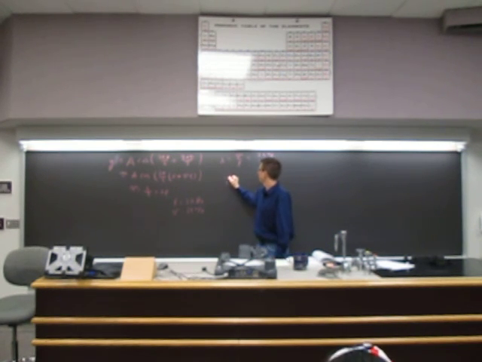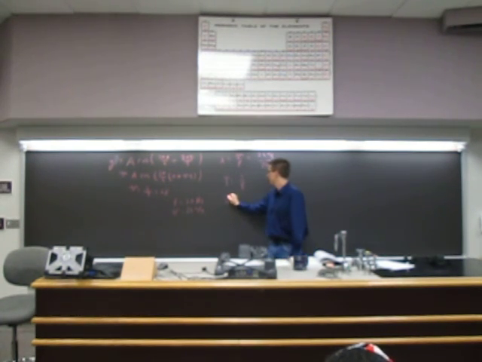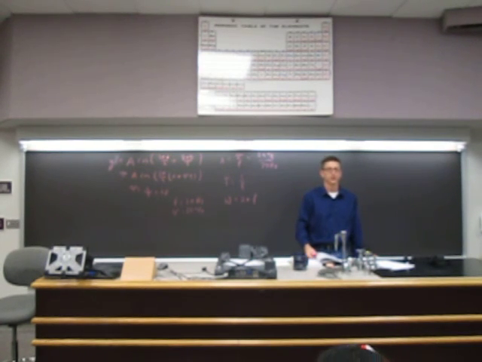So period T is 1 over f, so you just take 1 divided by 20. Angular frequency: how are frequency and angular frequency related? 2 pi times frequency is angular frequency. So omega is 2 pi times f, since 2 pi radians is every revolution. Okay? And then it says B.